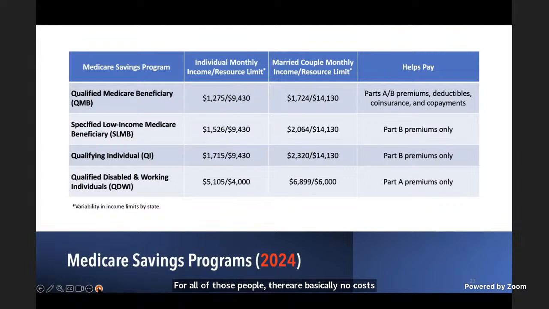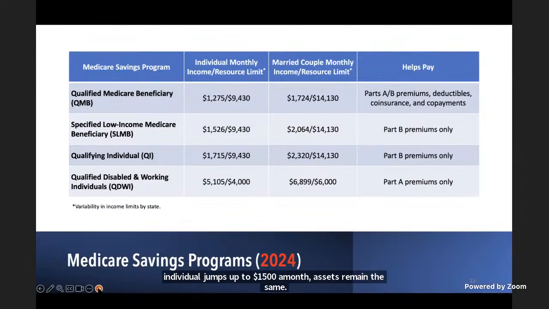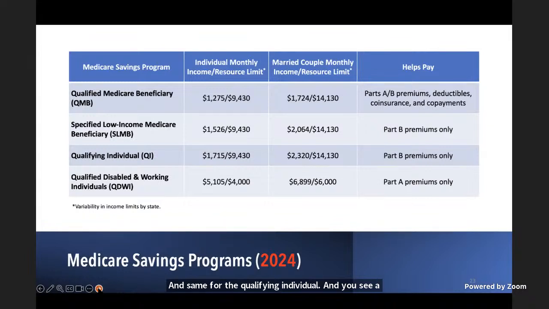For people who are specified low income Medicare beneficiaries, the monthly income for an individual jumps up to $1,500 a month. Assets remain the same, and that pays your Part B premium, $174.70 a month. And same for the qualifying individual. And then you see a qualified disabled and working individual. But notice that the income varies.